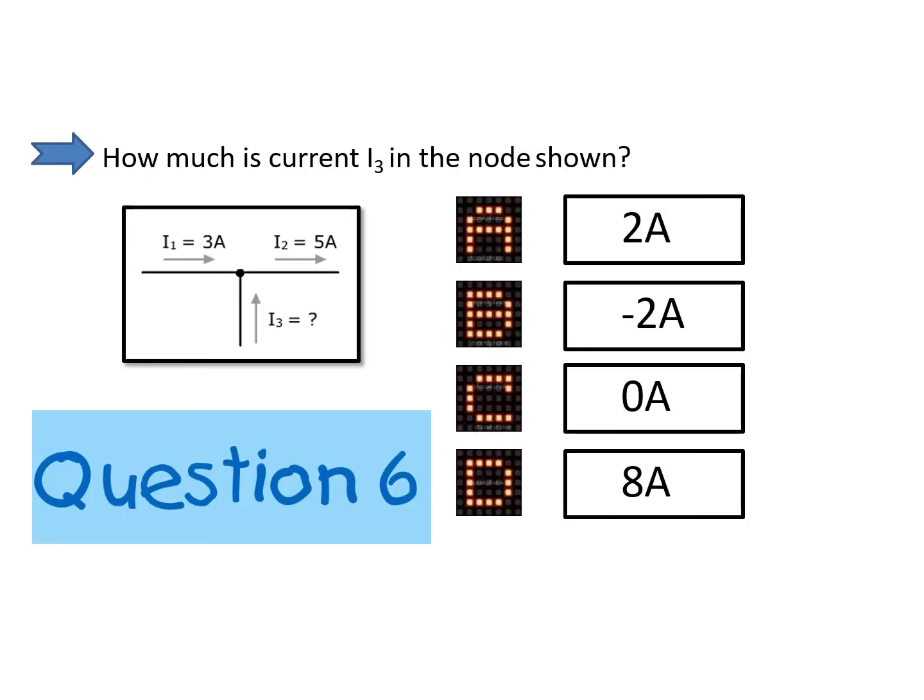How much is current I3 in the node shown? So here, it is a node of three branches with currents I1, I2 and I3. I1 and I2 are leaving, whereas I3 is entering the junction. So here, as per Kirchhoff's current law, we know that the sum of the currents entering is equal to the sum of the currents leaving. Leaving currents are 3 amperes and 5 amperes. So their sum is 3 plus 5, 8 amperes. And this should be equal to the current which is entering. So I3 is equal to 8 amperes.